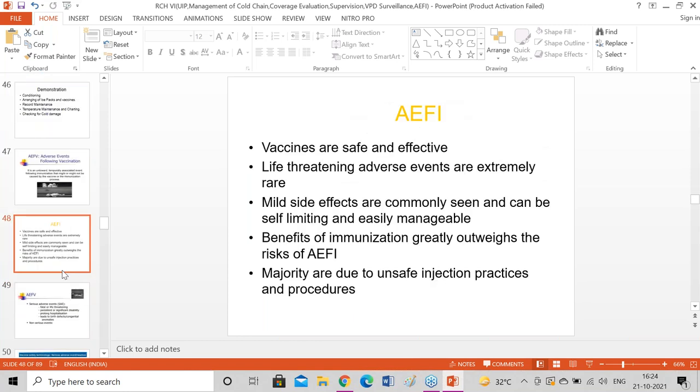If we talk about AEFI, mostly the vaccines are safe and effective. Life-threatening adverse events are extremely rare. Mild side effects are commonly seen and can be self-limiting and easily manageable. Benefits of immunization greatly outweigh the risk of AEFI. The majority are due to unsafe injection practices and procedures.